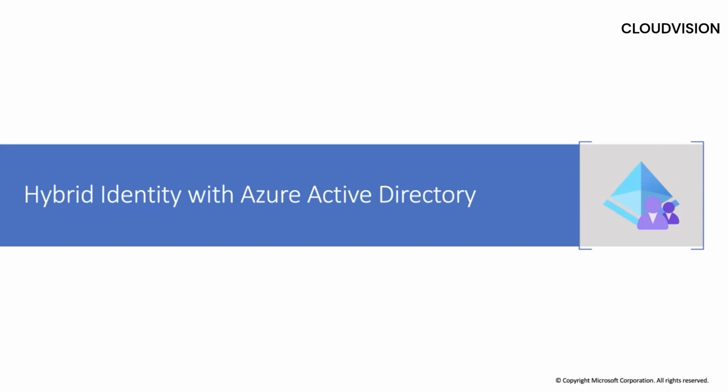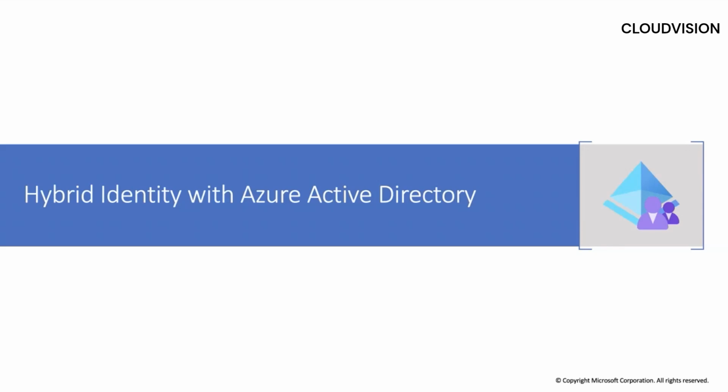In this entire section, hybrid is, in general, a very generic term. We have to clearly understand which type of hybrid we are talking about. Whether identity is hybrid, network is hybrid, storage is hybrid, monitoring is hybrid, backup is hybrid, disaster recovery is hybrid, anything it can be. Here, we are going to talk about hybrid identity with Azure Active Directory.